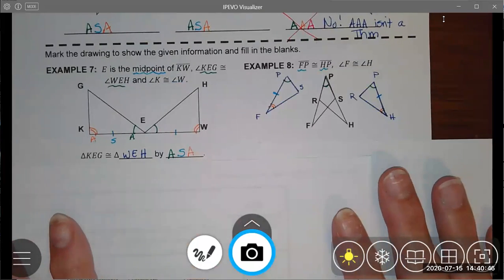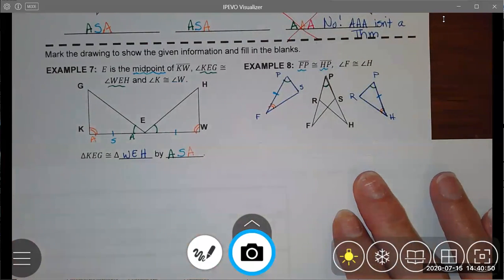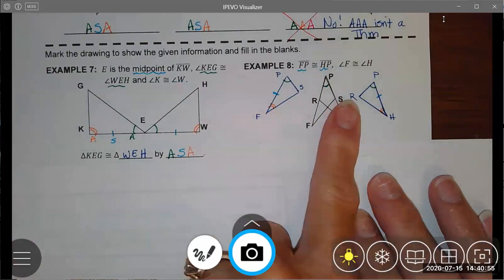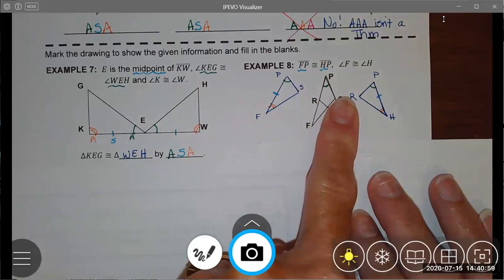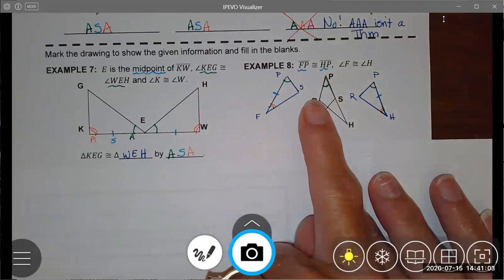Here's another one. This picture is really weird. Sometimes it helps, if it does help, feel free to do it, to draw the 2 triangles independently. So here's the triangle on the left. Just ignore the segments floating around in the middle of it. Here's the triangle you see on the right.